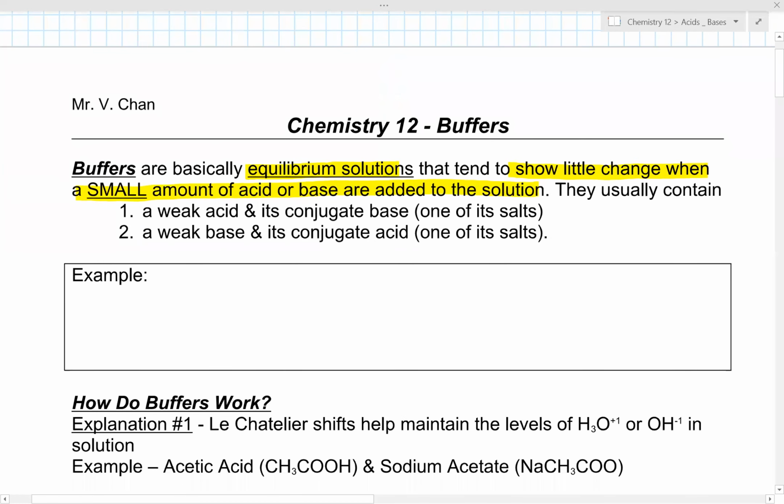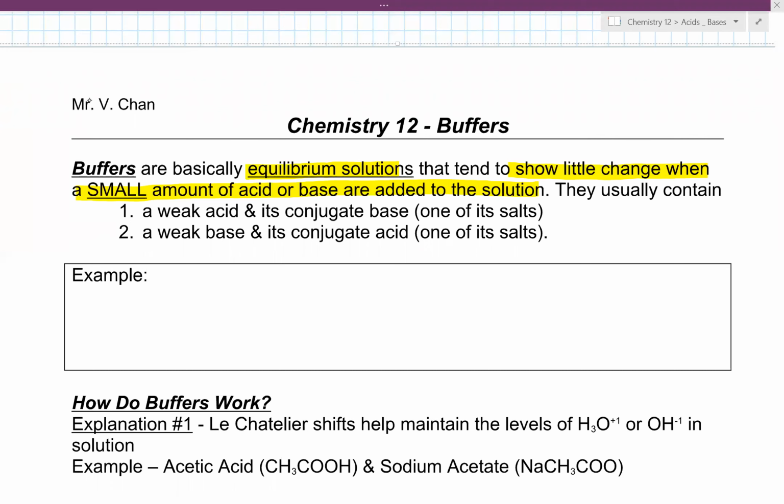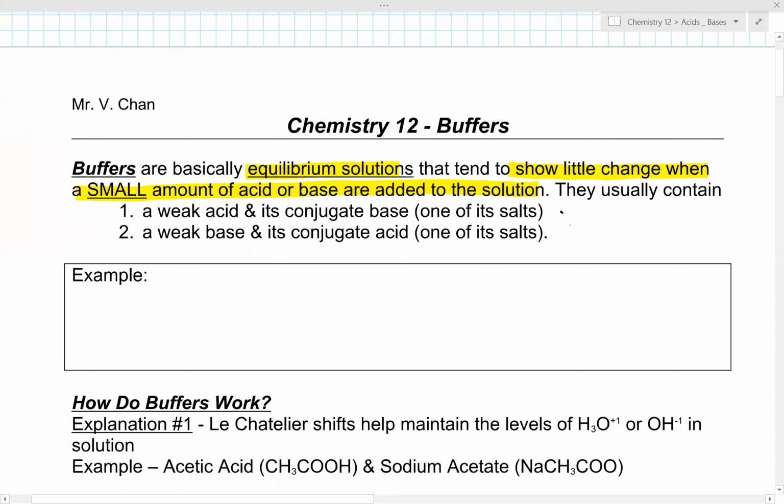Now, there are two different ways to form a buffer. You take a weak acid and its conjugate base in the form of one of the salts, or a weak base and its conjugate acid. Now, this is key in terms of how you form a buffer. Now, let me give you an example here.